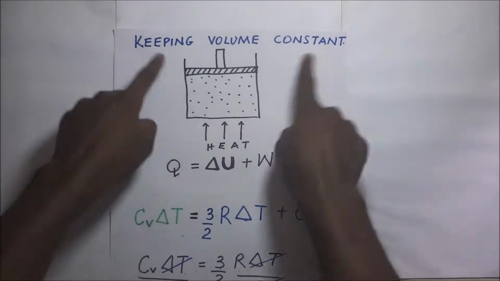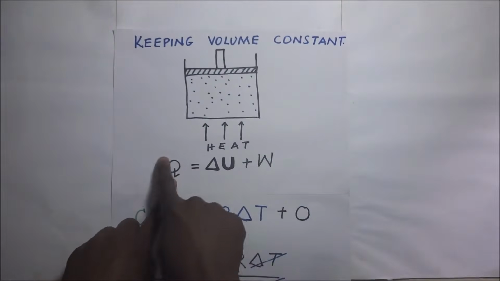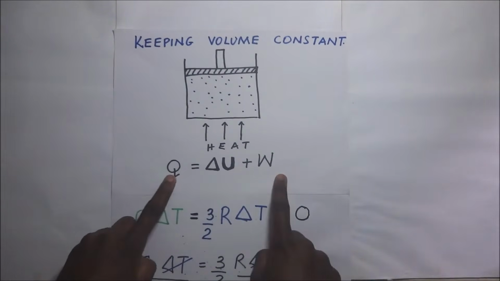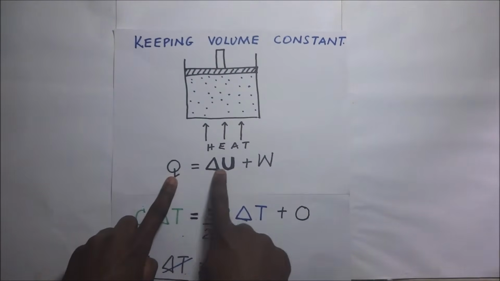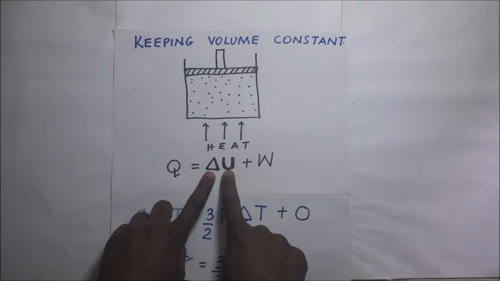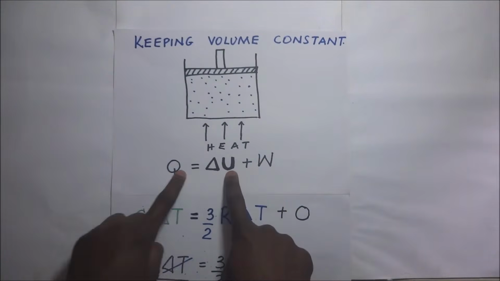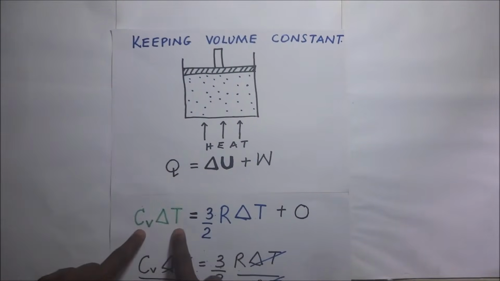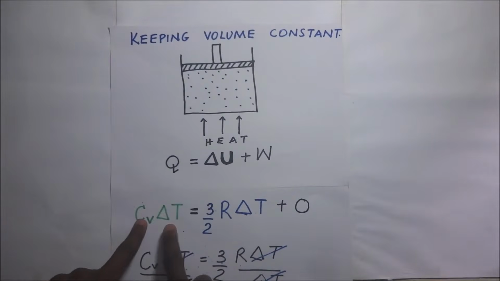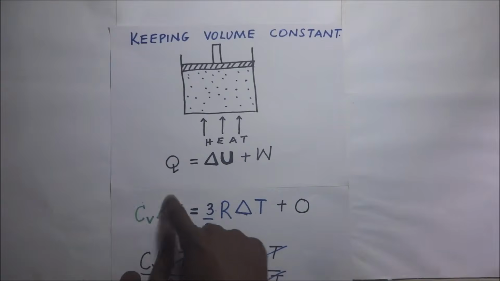So when we keep the volume constant, from the first law of thermodynamics, which is that the heat given in Q is going to be equal to the change in internal energy plus the work done by the system onto the surrounding, we know that our value of Q in this case is going to be this: specific heat capacity at constant volume times change in temperature. Now where does this come from?